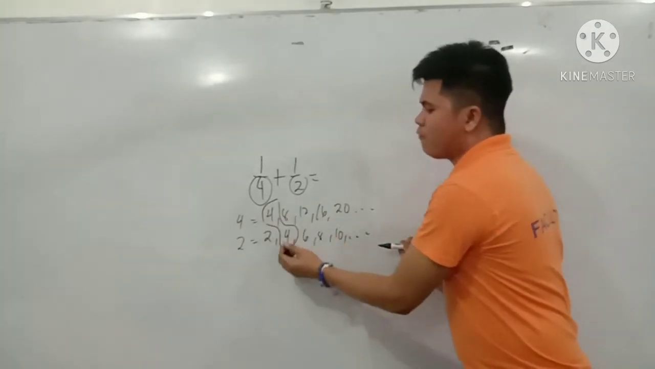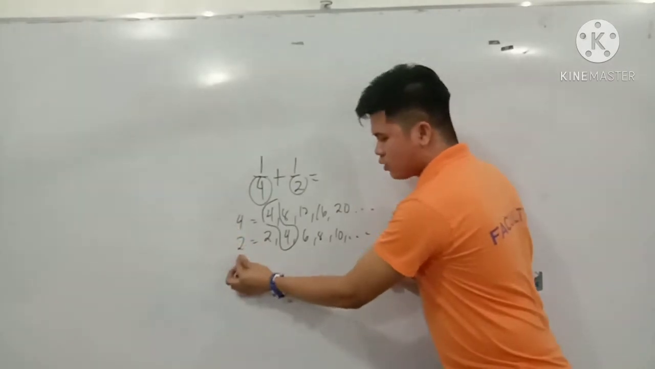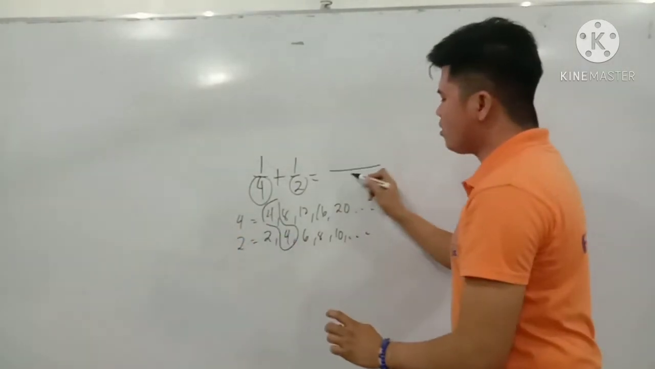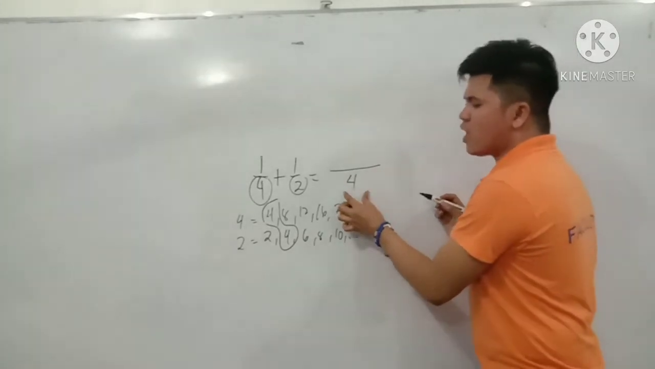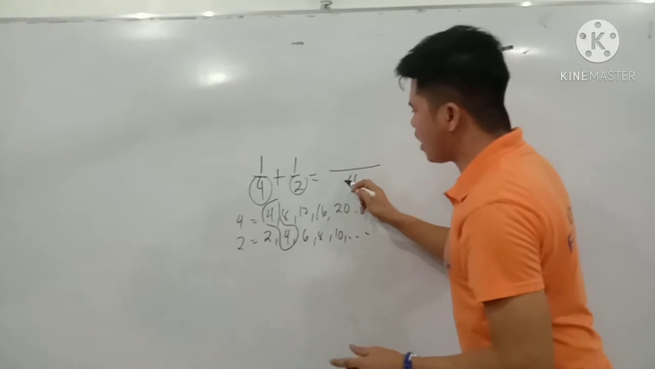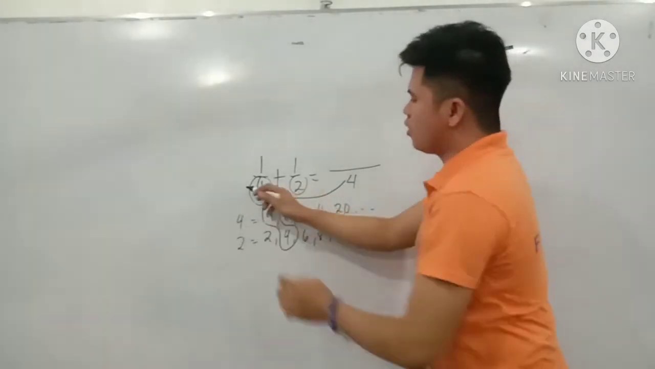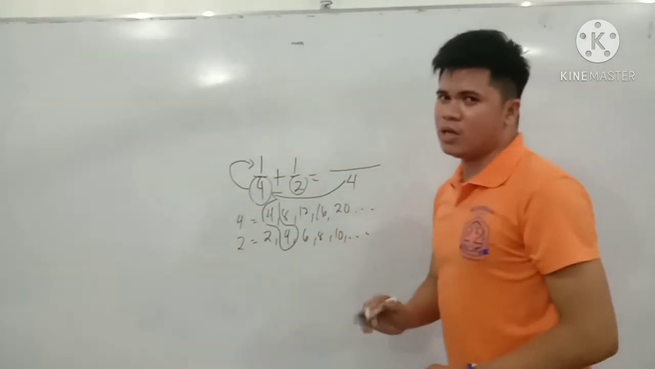4 is the first common multiple of 4 and 2. Am I right? So therefore, 4 is our LCD. Then, by using this LCD, we divide the LCD by the denominator. Then, the quotient, we multiply it to the numerator.